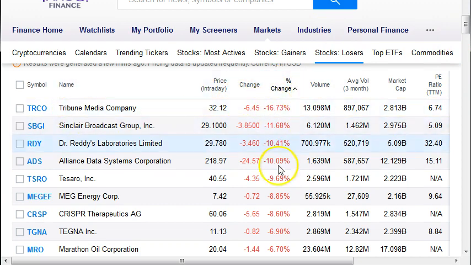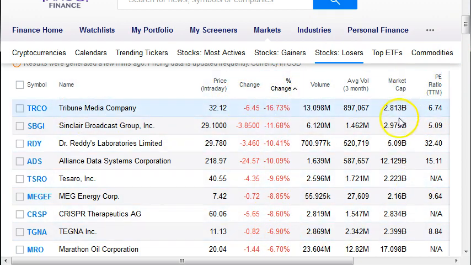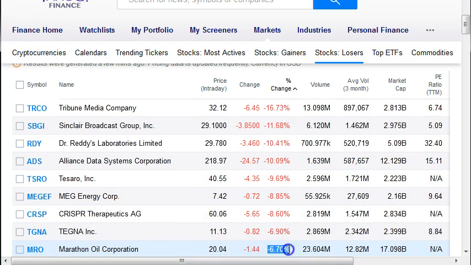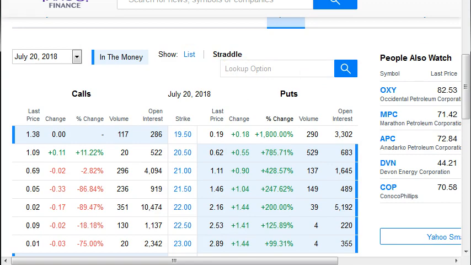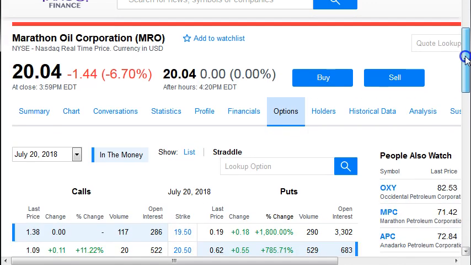Looks like these are the biggest losers for today, and the ones that are fairly big, I'm looking at a big company that lost money today. Marathon Oil lost 6.7%. Okay, so maybe something happened and they lost 6.7%. And let's see how the options are doing for Marathon Oil. Okay, the company is losing big time today. These are the options for Marathon Oil for today.